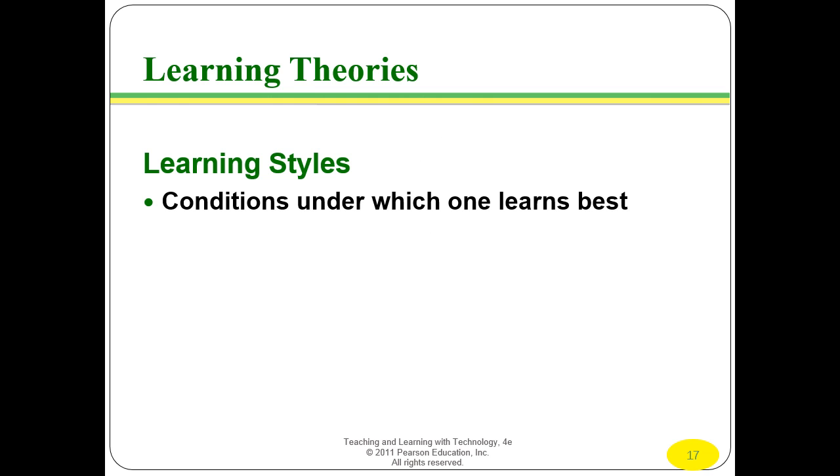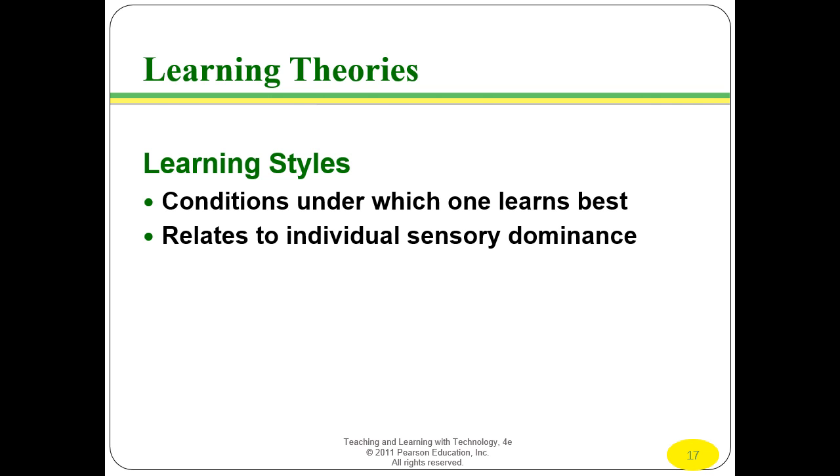As we go on with learning styles, what are the conditions under which one learns the best? Well, certainly if you know your learning style, then you can focus on some kind of condition that will give you that kind of stimuli to stimulate that particular learning style. It also helps to relate to individual sensory dominance. Get into eyesight, tactile functionality, hearing, taste, smell, all of our senses. Which one of those are the best for us?